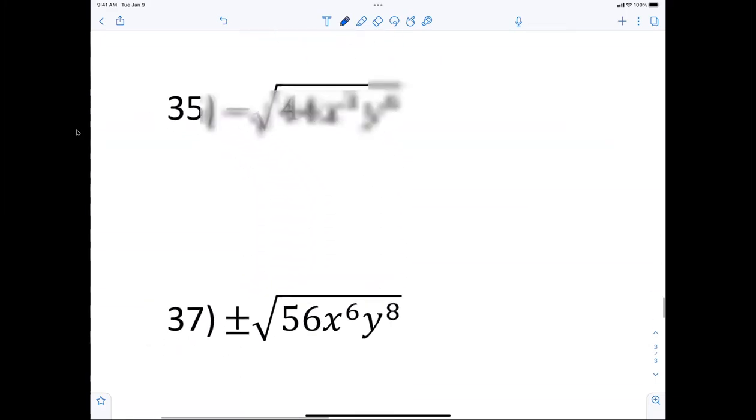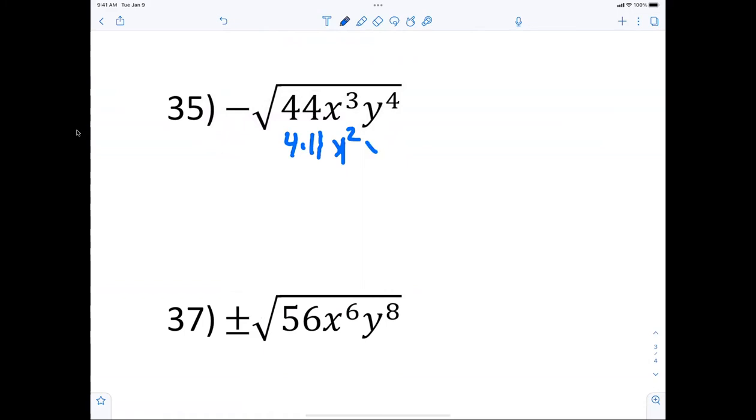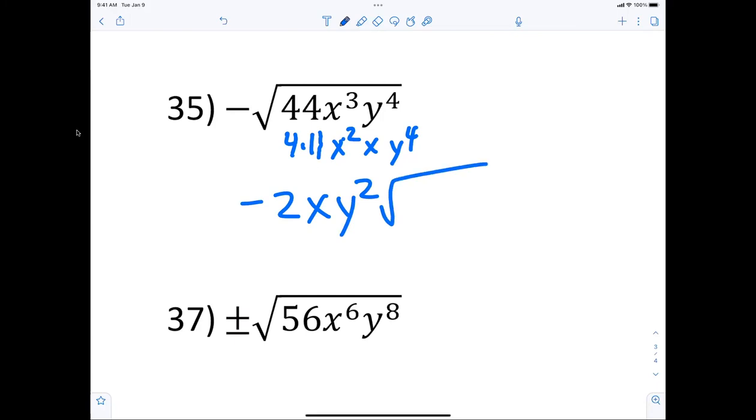35. All right, 44 can break down to what? 4 times 11. X squared, x, y to the 4th. Final answer: negative 2x y squared radical 11x. Everybody happy with that? Yes. Anybody?